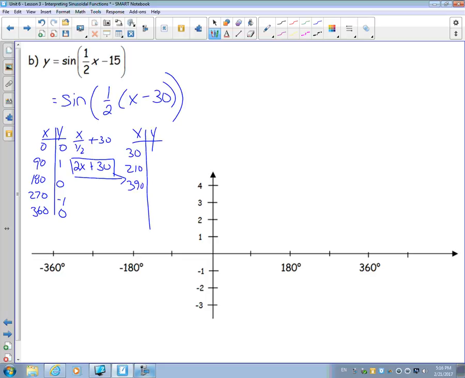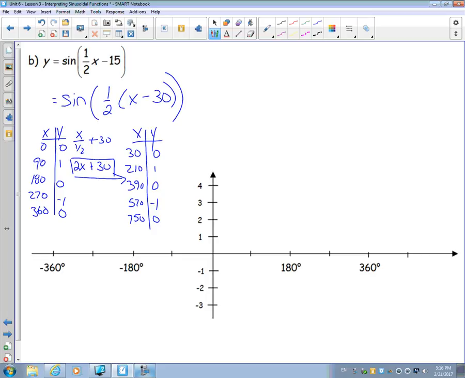And you'll notice there's a pattern to my x's already. I went up by 180 the first time, 180 the second time. I can actually use that to do the next set if I want to. 570, add another 180, and I'll be at 750. Or I can just keep applying my transformations. My y's we didn't touch, so 0, 1, 0, negative 1, and 0.